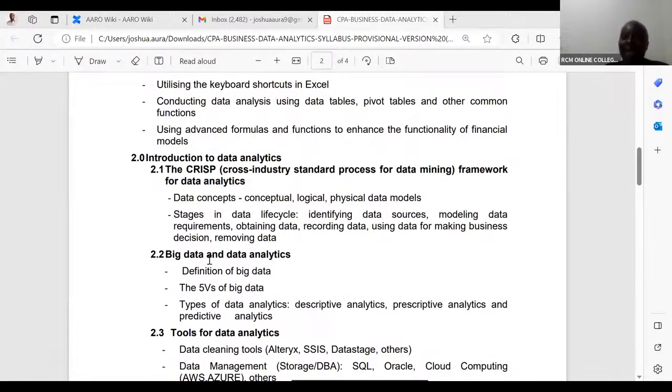Then we have big data and data analytics, definition of big data. Then we have what we call the 5 V's of big data. I would want to throw this back to you. Is there anybody who can tell me what these 5 V's stand for? I'm so sure this may not be a very new paper to most of us. The 5 V's of big data, what do they stand for?